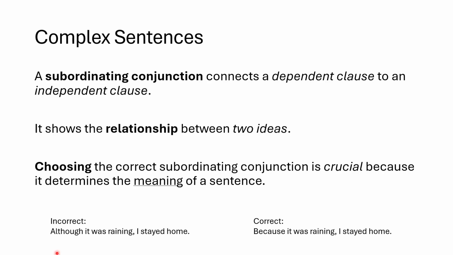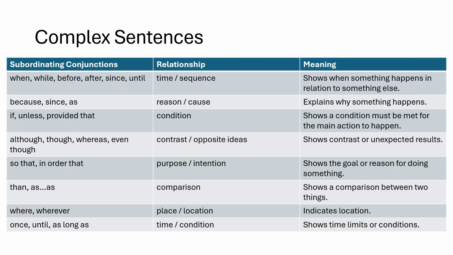In this example, "Although it was raining, I stayed home." Although suggests contrast, but staying home is expected. It doesn't make sense. In this example, "Because it was raining, I stayed home." Because clearly shows the reason, which matches the intended meaning. Use this reference when building complex sentences using subordinating conjunctions.